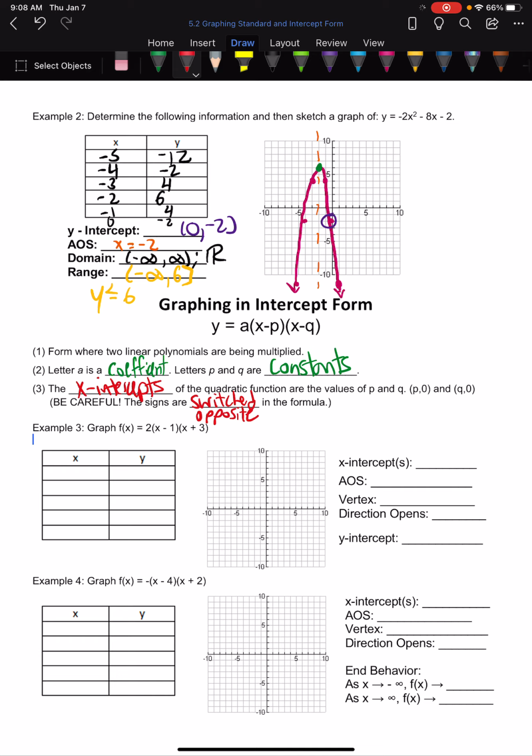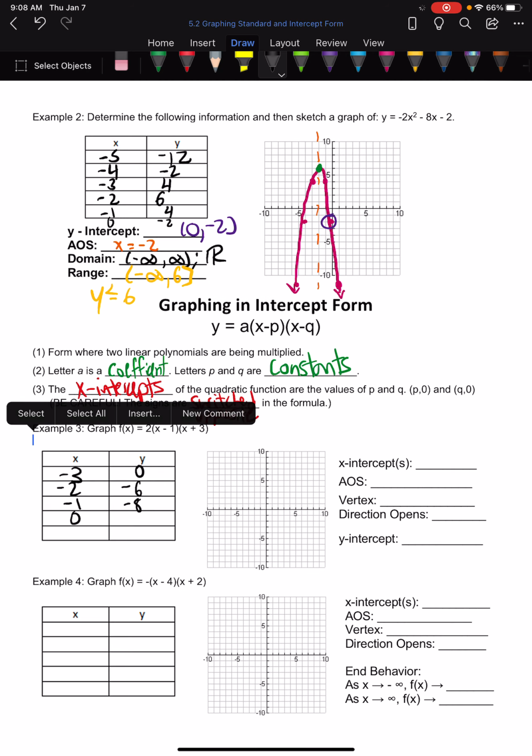And make sure you're finding that turning point. That's our biggest thing that we want to look at here. We want to look at our turning point, and if we can get some x-intercepts in there too, that always works out well too. So let's start where x equals negative 3. Where x equals negative 3, y is 0. Where x equals negative 2, y is negative 6. Where x equals negative 1, y is negative 8. Where x equals 0, y is negative 6. And where x equals 1, y is 0.